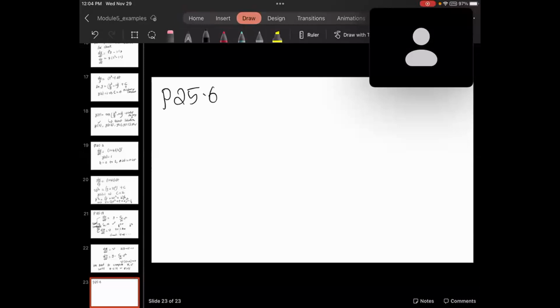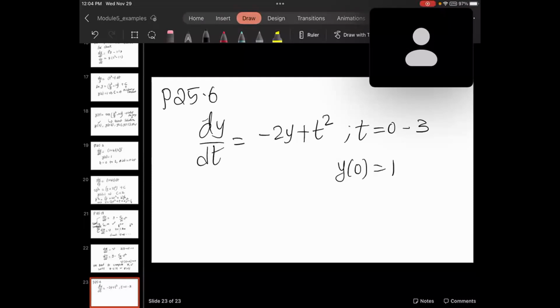Solve the following problem numerically: dy/dt equal to minus 2y plus t squared, from t equal to 0 to 3, and the initial condition is y of 0 equal to 1. This is our basic equation we need to solve. So you can write this as dy/dt equal to a function of t and y, that being minus 2y plus t squared.